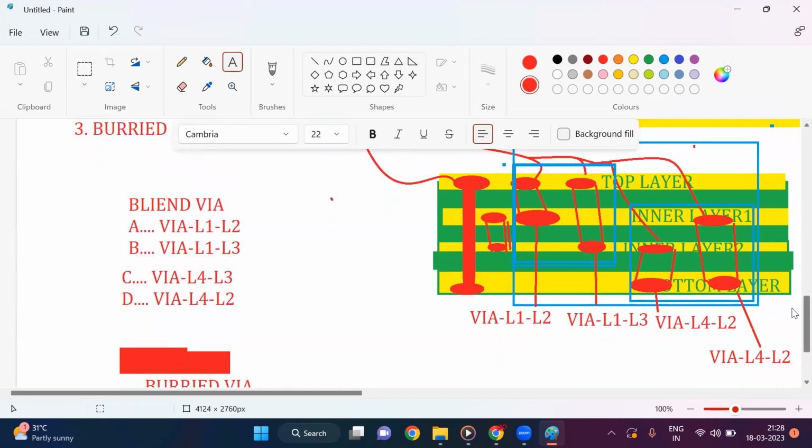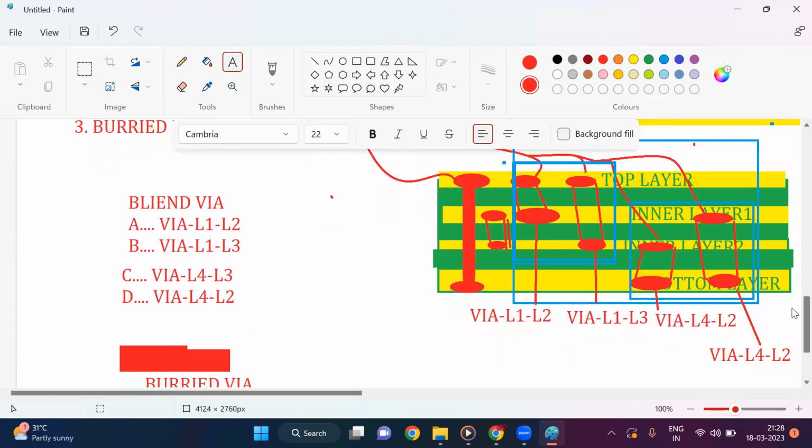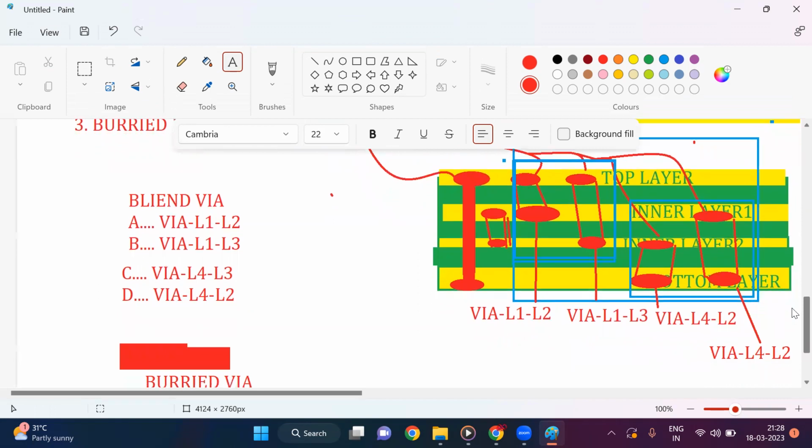So tomorrow I need a 6-layer, 8-layer and 10-layer board. Just draw a graph like this and show me the via definitions. Definition means the via will be layer 1 to layer 2, layer 2 to layer 3, layer 4 to layer 5, and so on. We show how we can construct the via, because the same definitions we have given are what we are going to implement in our advanced designs.